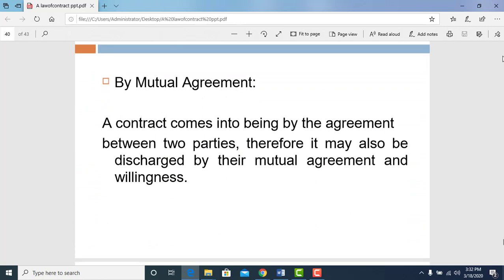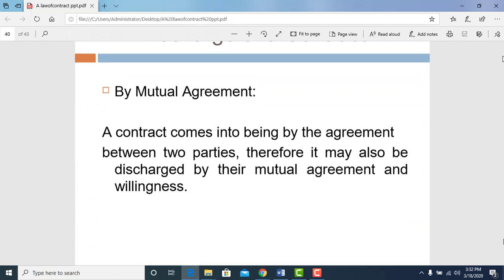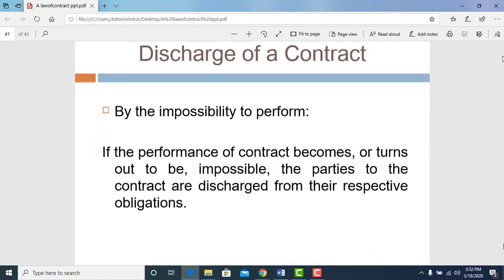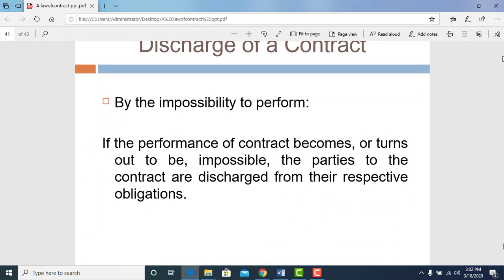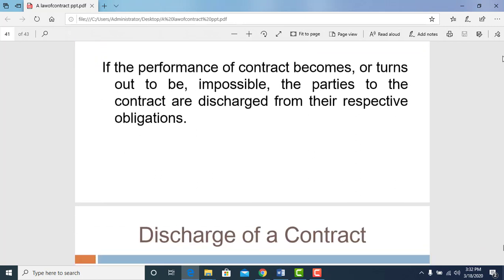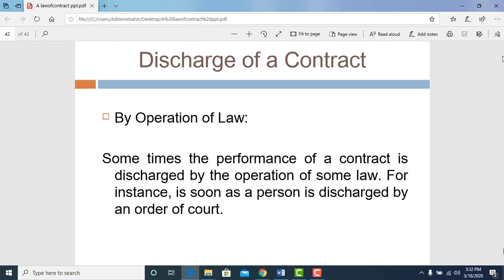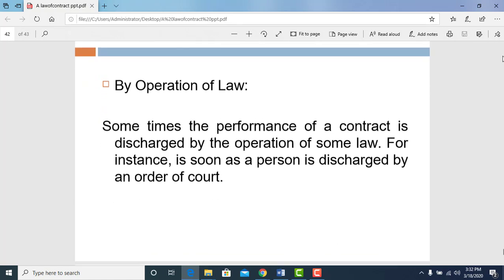By mutual agreement. A contract comes into being by the agreement between two parties. Therefore, it may also be discharged by their mutual agreement and willingness. By impossibility of performance. If the performance of a contract becomes or turns out to be impossible, the parties to the contract are discharged from their respective obligations. By operation of law. Sometimes a contract is discharged by the operation of some law. For instance, as soon as a person is discharged by an order of court.